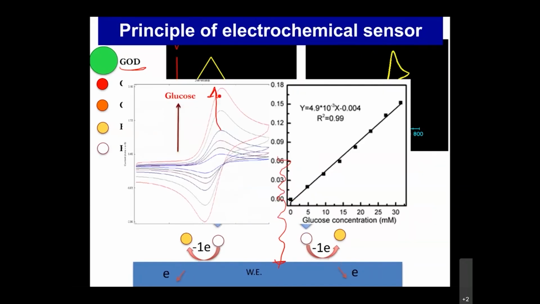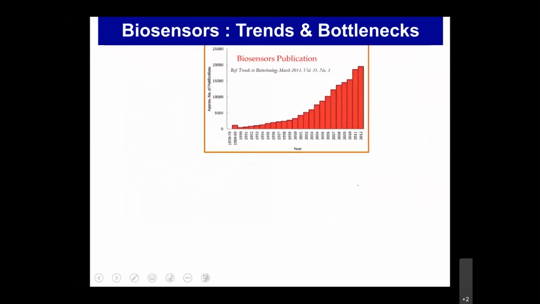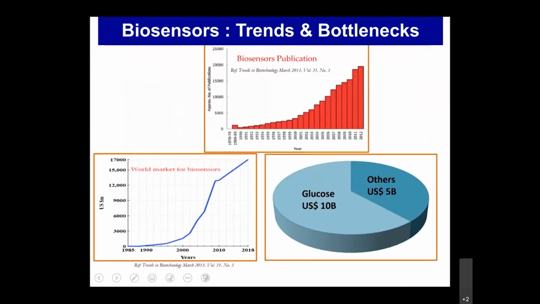And you essentially have a calibration curve which tells you that if you have a particular value of current, that corresponds to a certain value of glucose. Right? So this is how a simple electrochemical glucose sensor works. But what we see is that if you look at the electrochemical sensors, most of them are still glucose sensors, right? The glucose sensor market today, by the way, is more than 10 billion US dollars. It's huge, right? But other sensors are not as common, although publications are increasing exponentially, right?